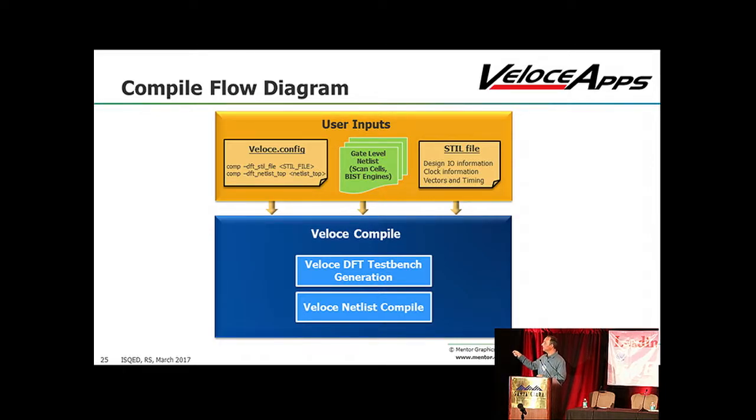You take your gate level netlist with all your inserted test logic. You add a couple lines to the config file, telling it that it's running the DFT app. You compile it, right? You also give it the DFT netlist top. What the Veloce compile will do is create your test bench. It'll instantiate your design underneath it and make all the connections for you. It's pretty push button.